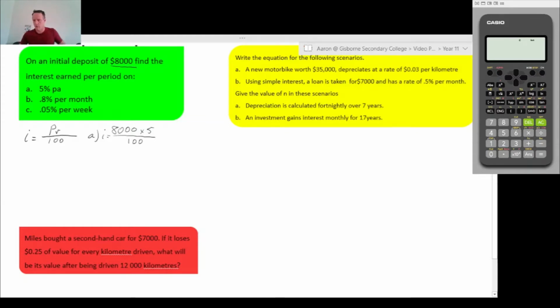Jump over to my calculator, which is on a different screen, and go 8,000 times 5. I'm just going to hit equals and then divide by 100. And we get 40. So what does it mean? It means that for every year, this account is earning $40.